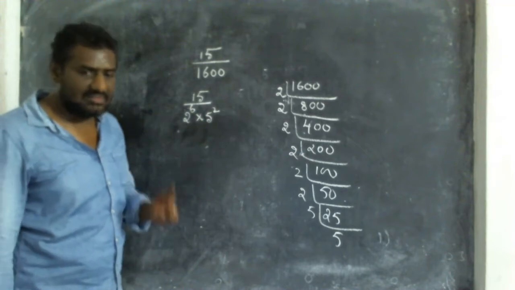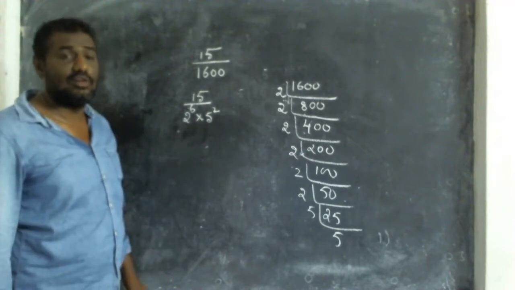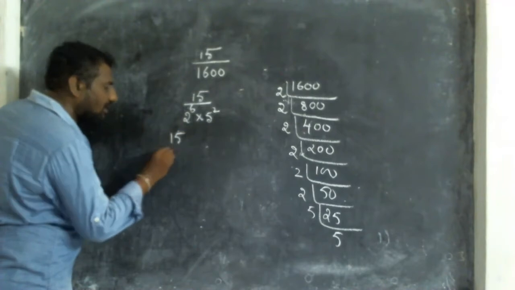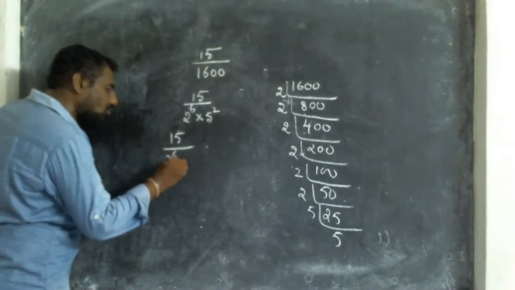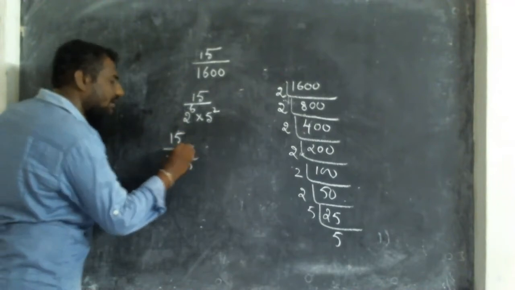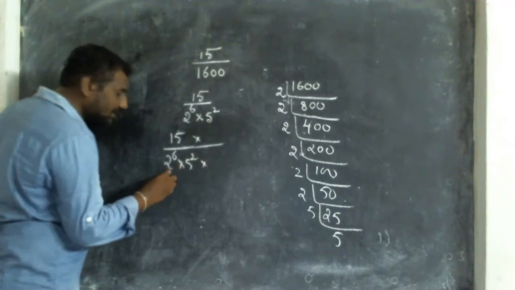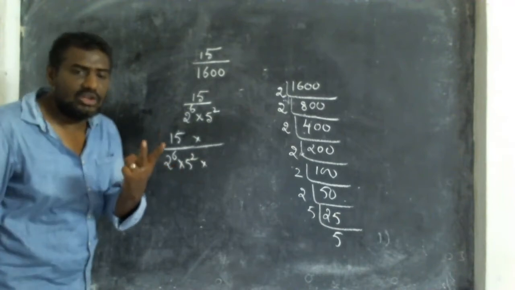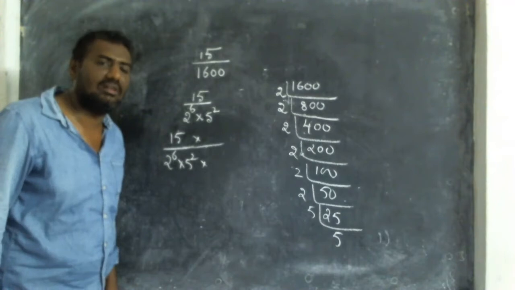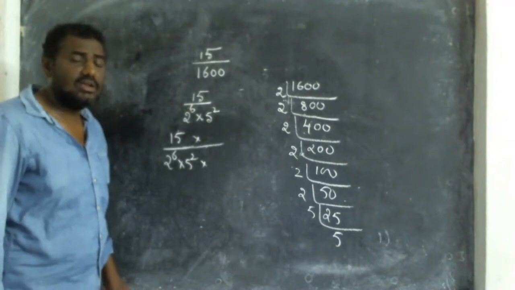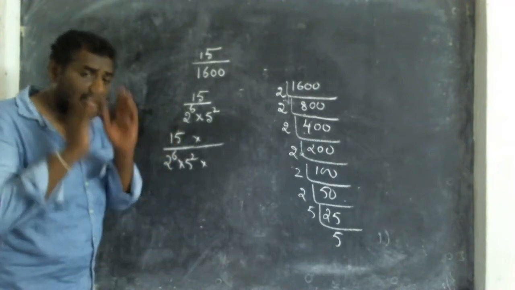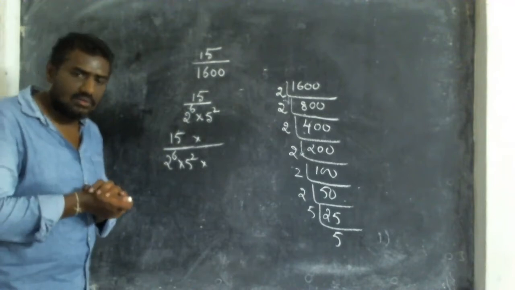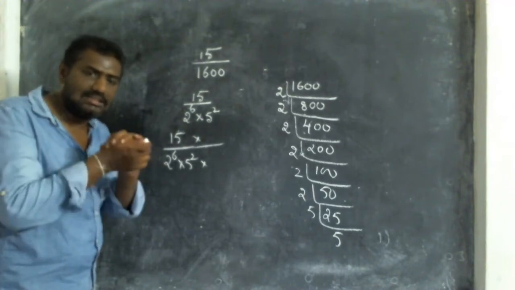If it is terminating, we have to go for decimal form. How to write the decimal form? 15 by 2 power 6 into 5 square. How many 2's are there? 6 2's are there. But 5's are only 2. Still how many 5's are required? So equal number of 2's and equal number of 5's must be there. To convert into the decimal, equal number of 2's and equal number of 5's are required.